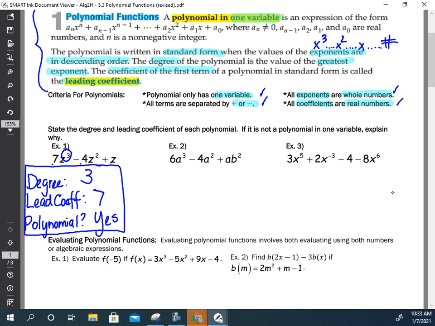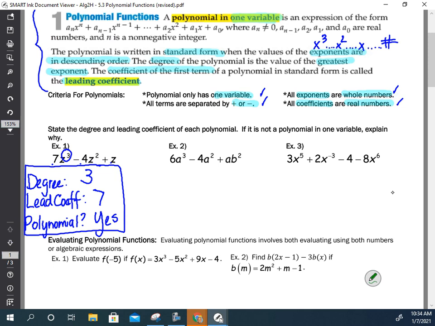Questions on example 1? All right, not seeing or hearing any, so we can move on to example 2. Remember, if you have questions, please make sure you ask. Don't wait until after school to ask the question. You can ask right now.